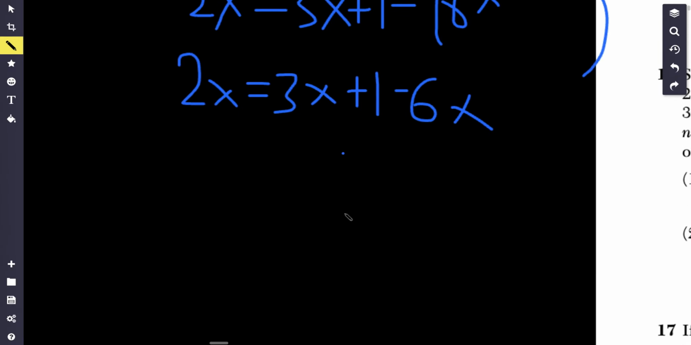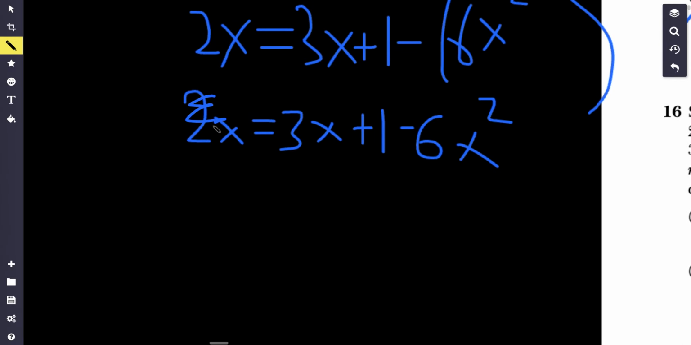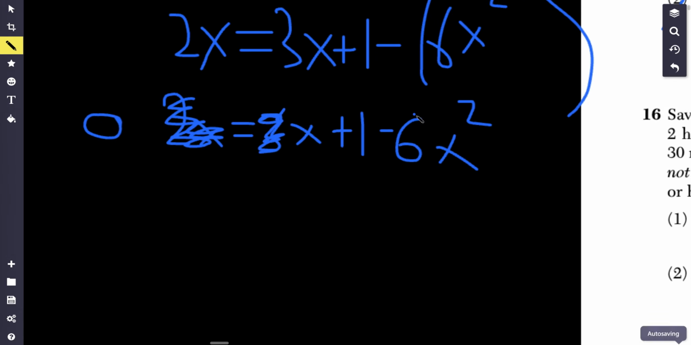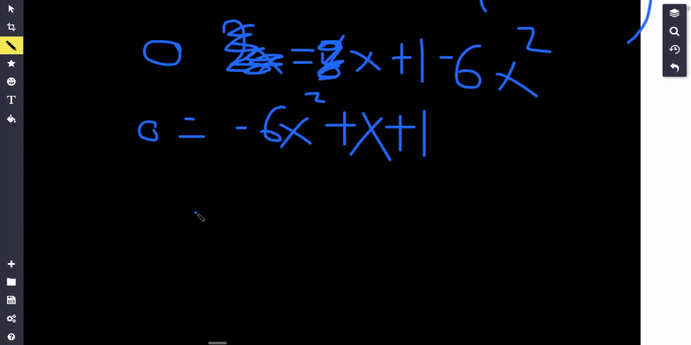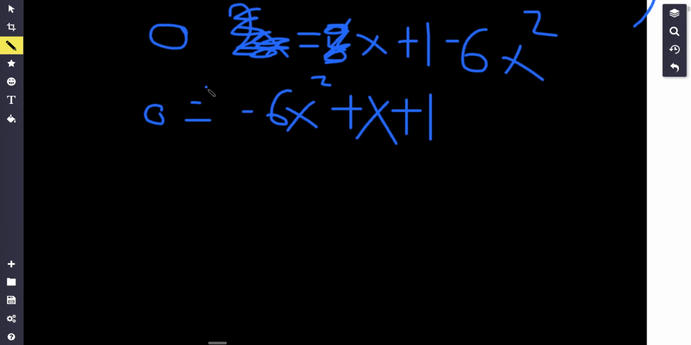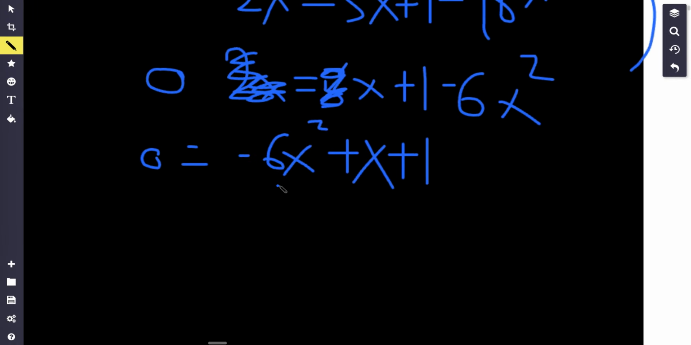Move the 2x to the other side, so we get negative 6x squared plus 1 plus x is equal to 0. We just write it like this so it's in standard form. We could use the quadratic equation to solve this, but we're just going to multiply everything by -1.